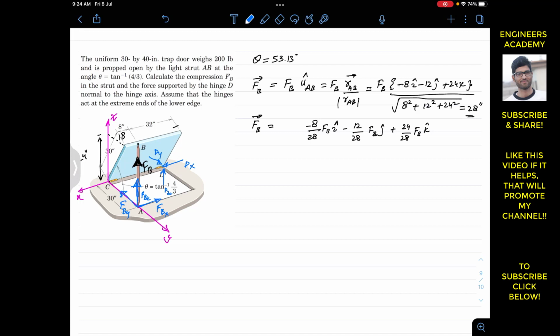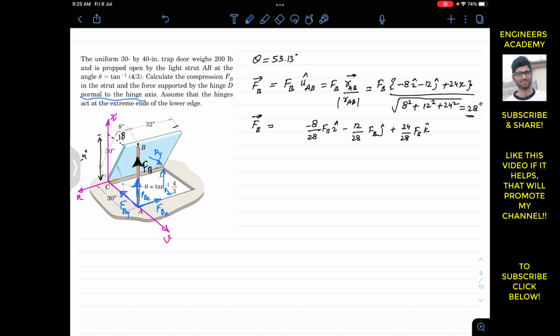But in the problem statement we are asked to determine the reaction forces at hinge D normal to the hinge axis. So Dx is parallel to the hinge axis, so we are not required to find this, right? So we have to find Dy and Dz, and then we have to find the combined resultant of Dy and Dz, and that resultant will be normal to the hinge axis. So first of all we have to find FB.